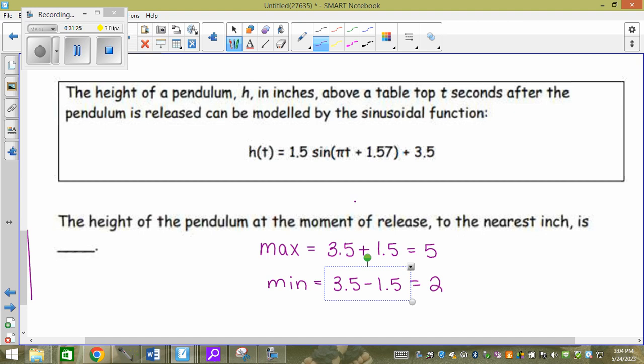So this is the pendulum swinging. H is in inches above a tabletop, t seconds after the pendulum is released. So it's swinging from 2 to 5 to 2 to 5, and so on. That's all it's doing.